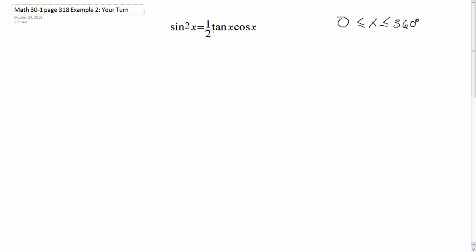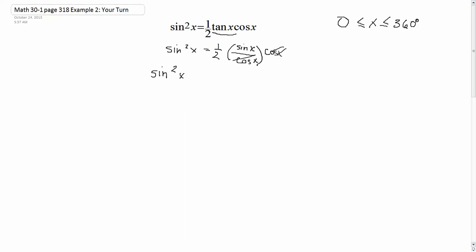The first thing I'm going to do is remove the tan x by substituting in sin x over cos x. So sin²x is equal to 1/2 times sin x over cos x, all multiplied by cos x. And you can see that we can cancel out the cos x, and now all we have is the sine trig ratio, which allows us then to simplify this.